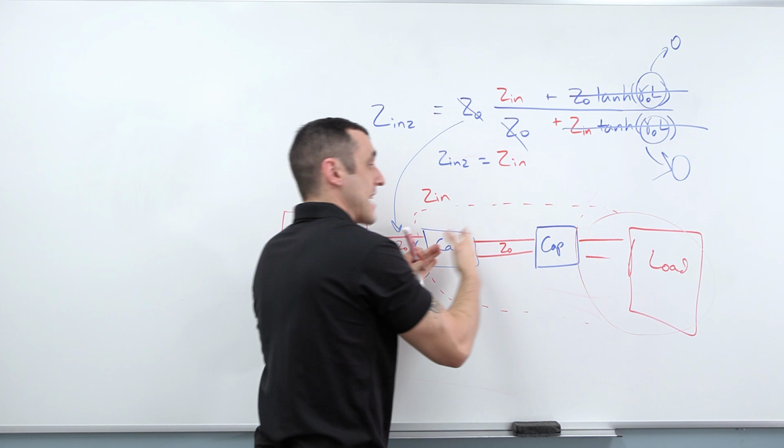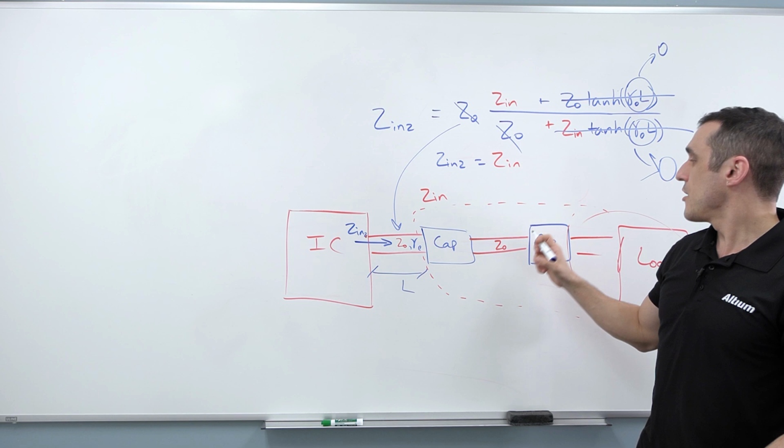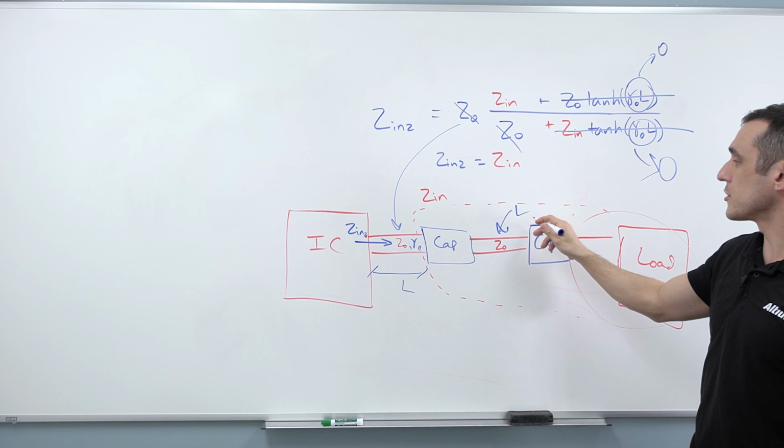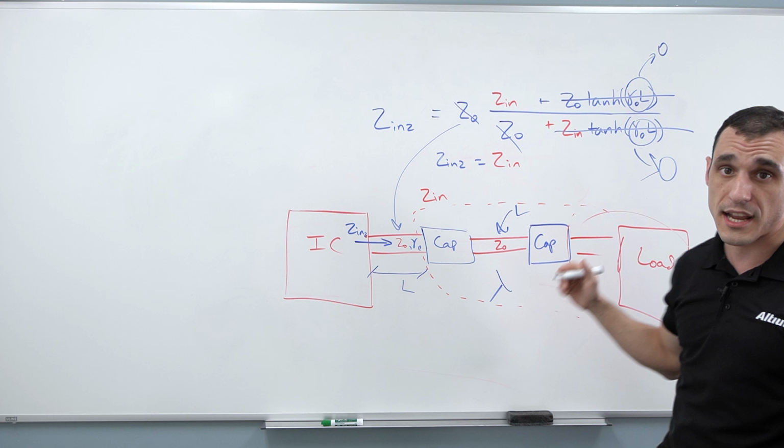And so the moral of the story is this: if you have to create something like a Pi filter along an interconnect like this, you need to make sure that this distance, L, is much smaller than the wavelength, lambda, since we're dealing with an RF concept here. It must be much smaller than the wavelength of the signal that's traveling along this interconnect. So that's the real important condition here.